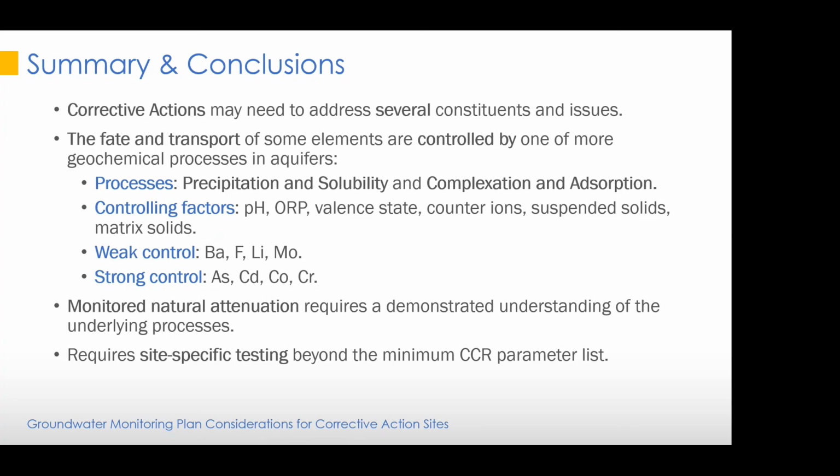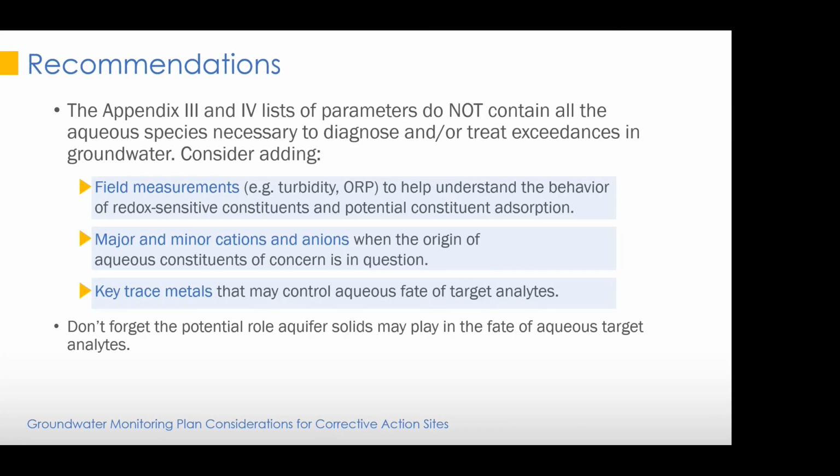This requires site-specific testing that's beyond the minimum CCR parameter lists. We have some recommendations. Appendix 3 and 4 do not contain everything you need to figure out what's going on at a site, or potentially to treat the exceedances in groundwater if you're moving to corrective action. You have field measurements that can help you evaluate what's going on. These field measurements are almost always collected as part of the stabilization process during sample collection, and then they get put into an appendix maybe and never looked at again.